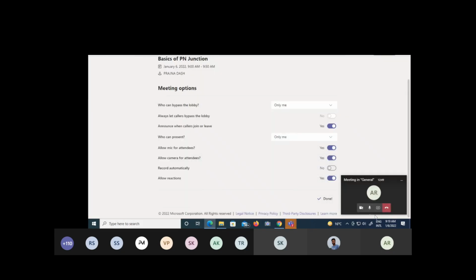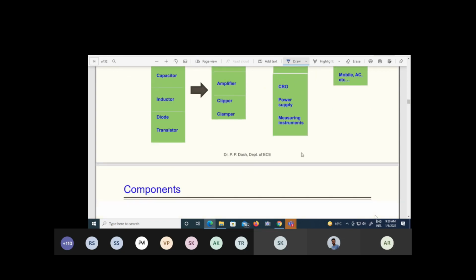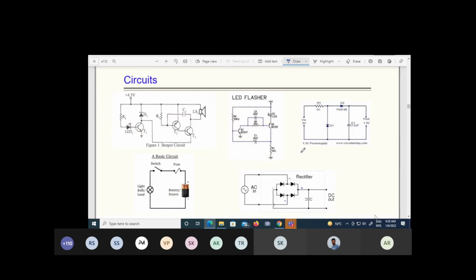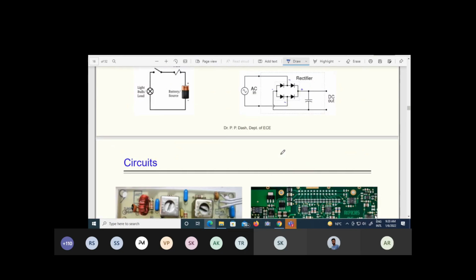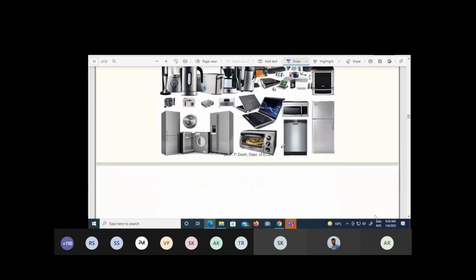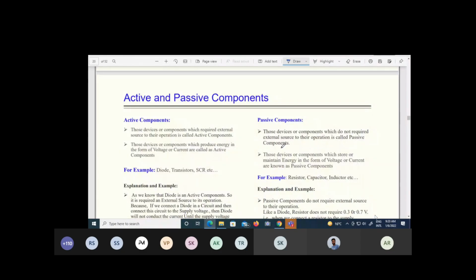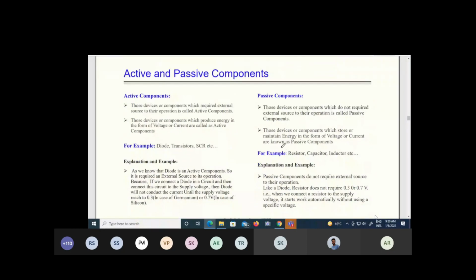Okay, so we have several components of electronics. So we will study the electronic components. Basically, we will start with the generalized components. All the components are divided into two types. One is active components, another is passive components. Have you heard this concept of active and passive components?